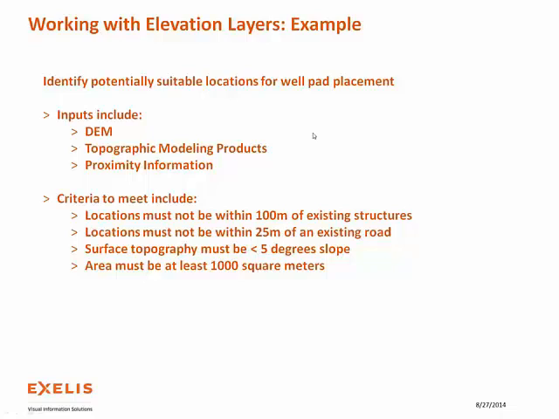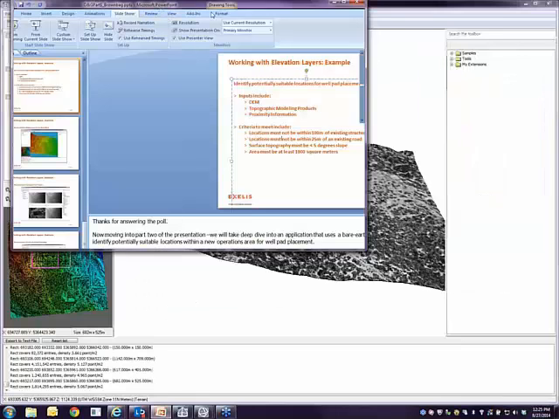And then the topographic modeling analysis that I did, I'm going to use to make sure that I'm putting these sites on flat areas that have a less than 5-degree slope, but they've also got to be big enough to hold my pad. So they must also be at least 1,000 square meters. So we're going to go through some of that and see what those analyses look like. Okay, so now I get this out of the way again.